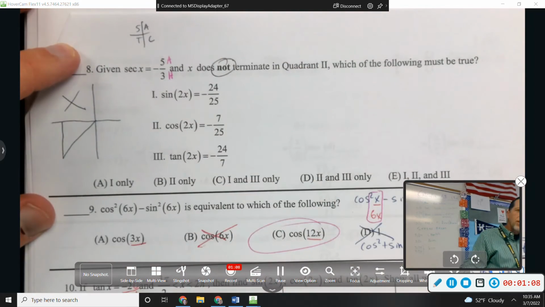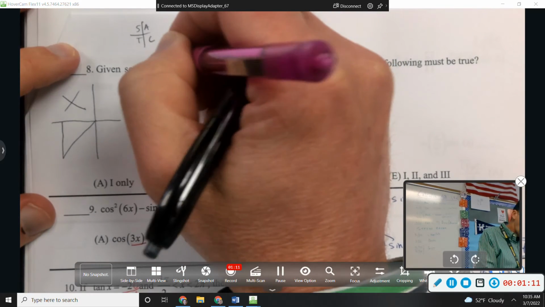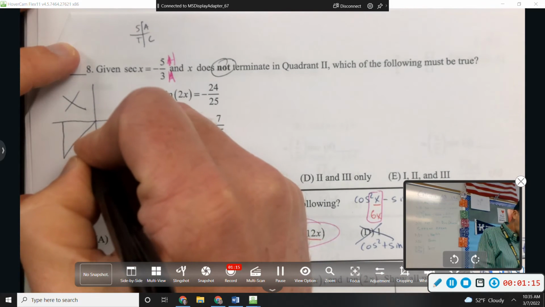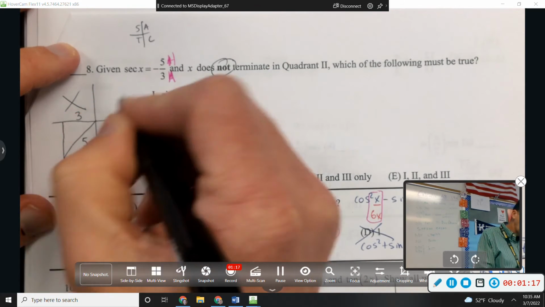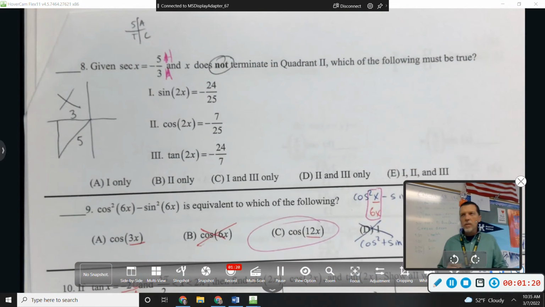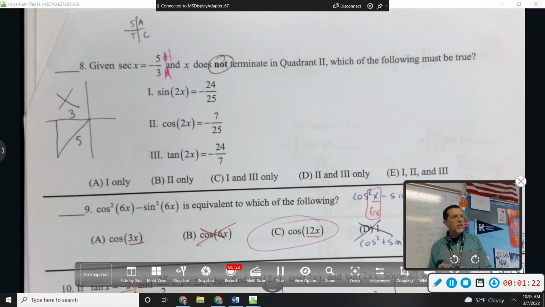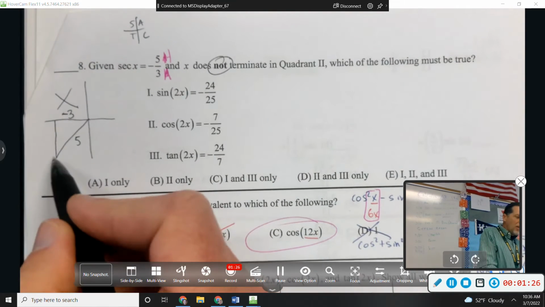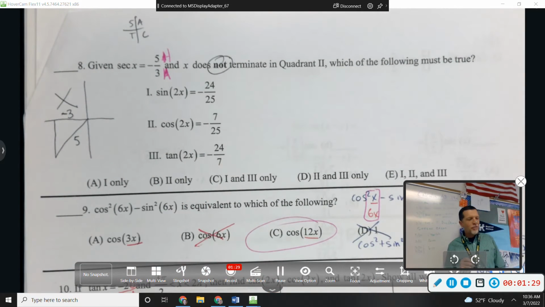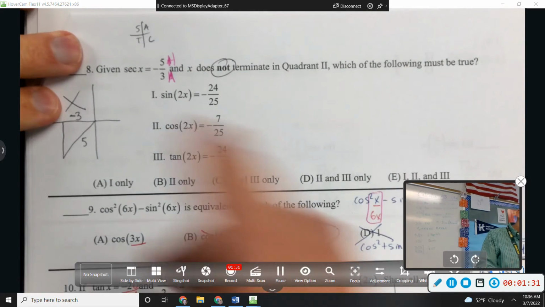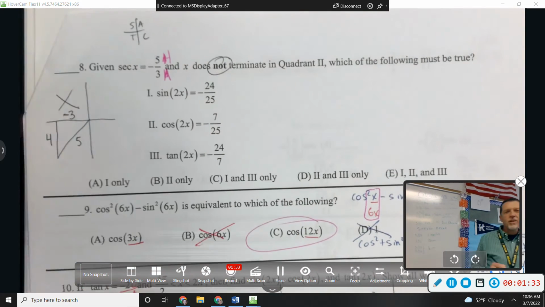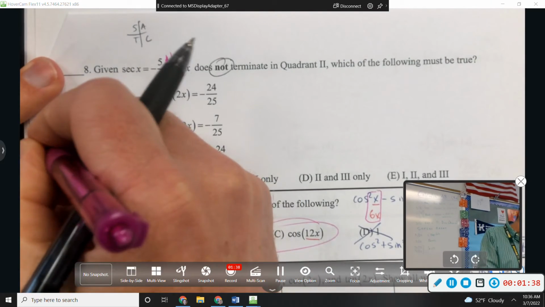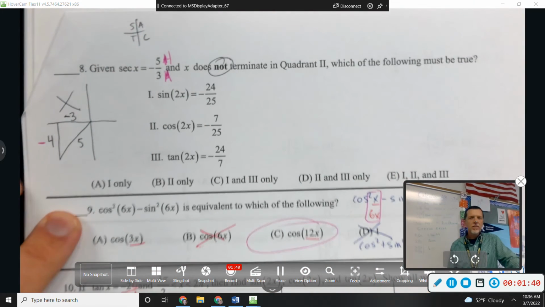Whoops, I wrote that wrong. Hypotenuse over adjacent. Hypotenuse is 5, adjacent is 3. Where did that negative come from? The 5 or the 3? The 3. Is this a famous right triangle? 3, 4, 5. Yes. So my missing side is 4. Yes or no? Yes and no. Negative 4 would be the better answer.